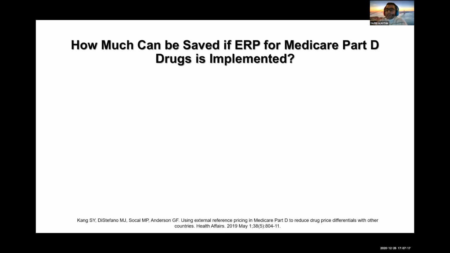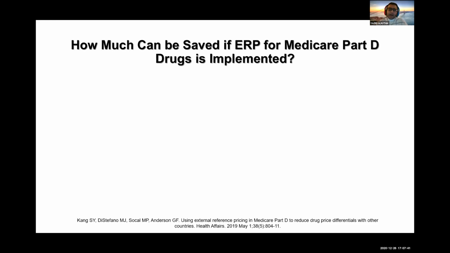The United States is a very important market because it represents about 48% of the global spending on pharmaceuticals. So any intervention, any adoption of ERP by the United States will, one way or another, impact global pharmaceutical prices directly or indirectly.